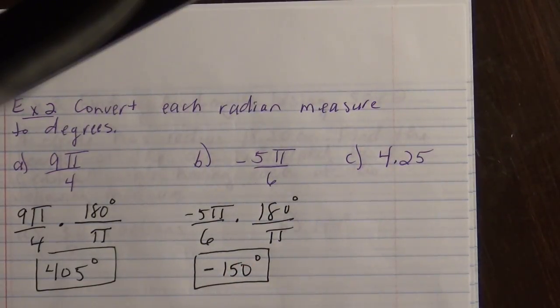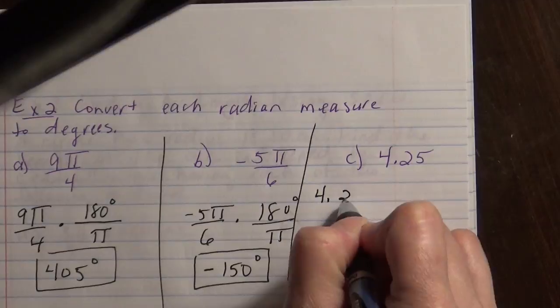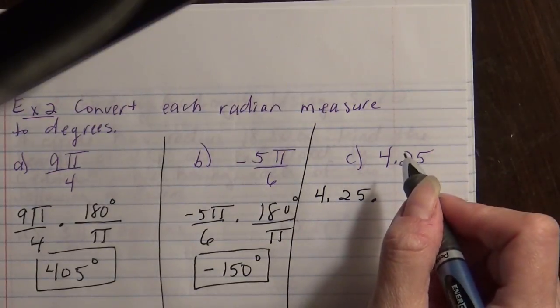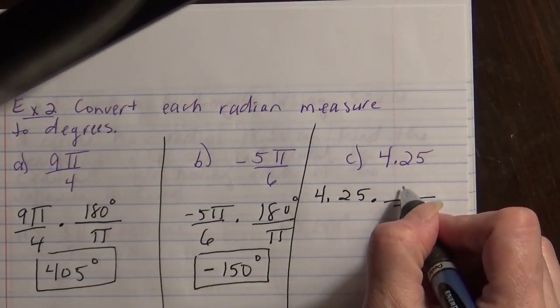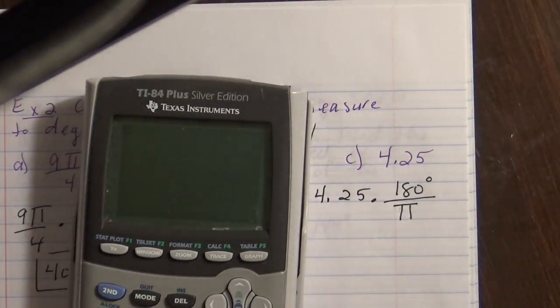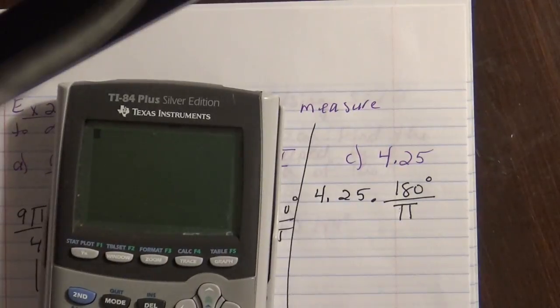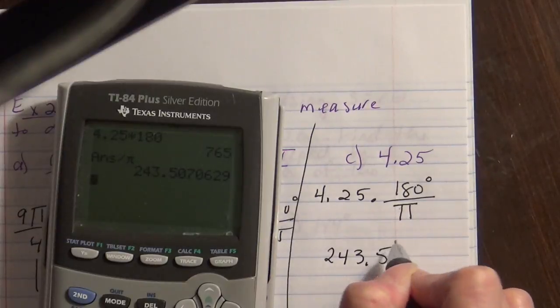For part C, I'm converting 4.25 radians into degrees. So I'll do 4.25 times, okay, this one doesn't have pi in it, but you know you need to have degrees left, so you're going to put pi in the denominator and 180 degrees in the numerator, and use your calculator. So 4.25 times 180, divide that by pi. That gives us 243.5 degrees.